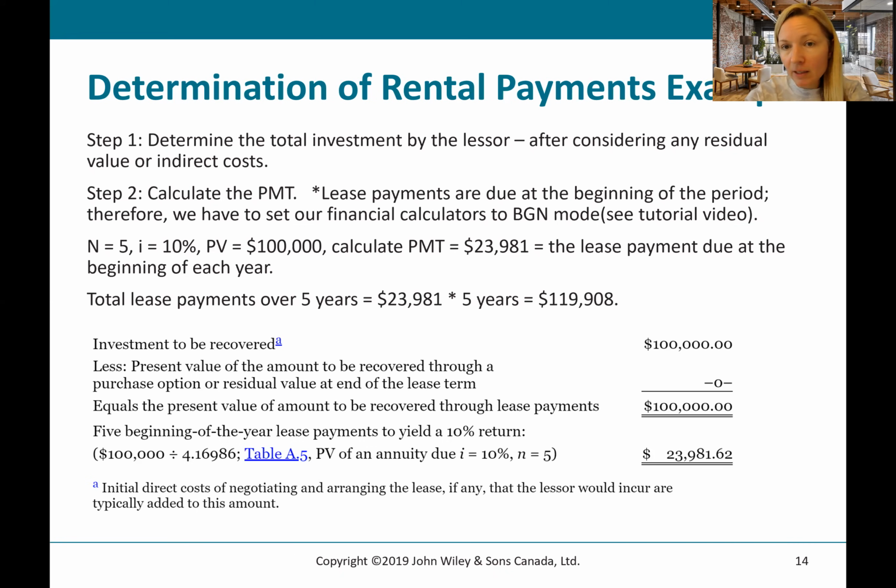And so it's important to realize this is the annual lease payment. This isn't the per month lease payment. Remember, all the inputs that we put into our financial calculator are always annual. That's why we always need to make sure that the interest rate is annual. And that will give us the annual payment.